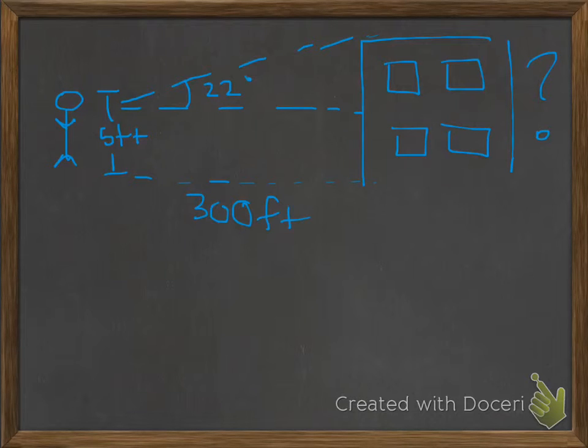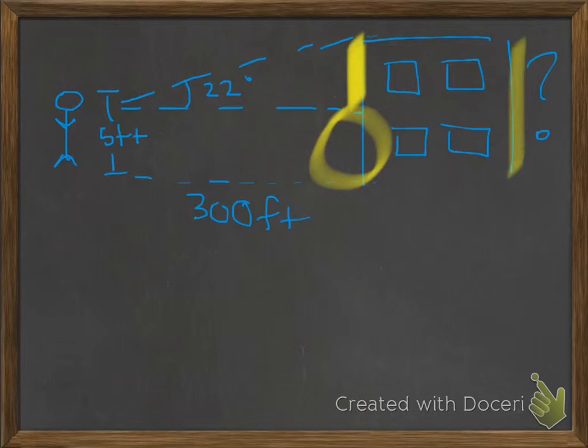So we're going to have to kind of work in stages here. First thing that we're going to have to figure out is the height of this piece right here. So we're going to find that piece first, and then I'll have to add in that extra 5 feet to find the total height of the building.